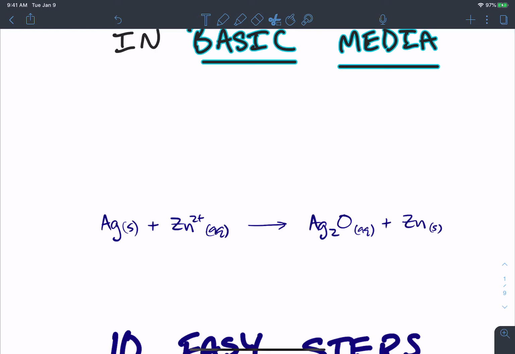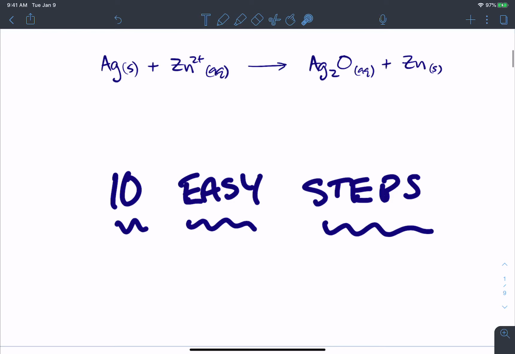Notice again we're in the same kind of predicament that we had in the last problem, where atoms are seemingly just appearing out of nowhere or disappearing. In this case, notice that we have oxygen appearing out of nowhere on the product side, and we didn't have any in the reactants. So we're going to again use the half reaction method to balance this time with 10 easy steps. So they're an extra 3 on top of the acidic.